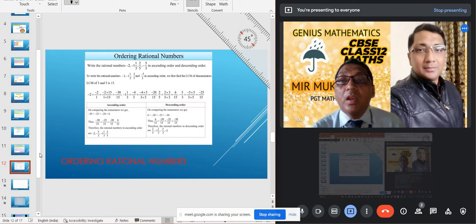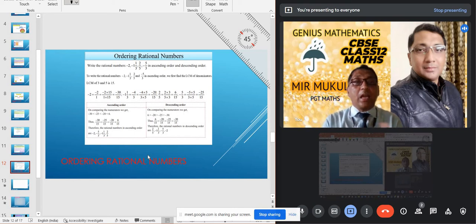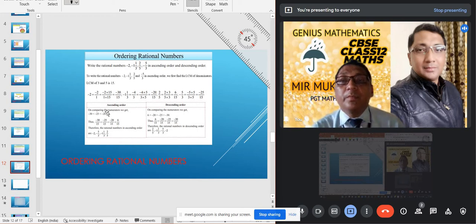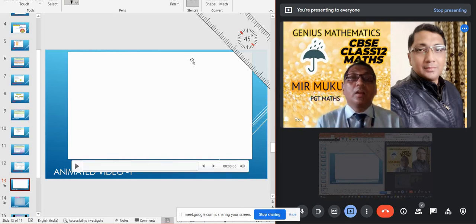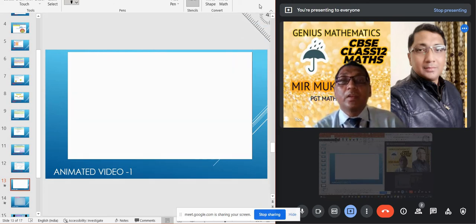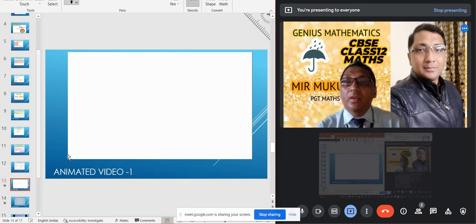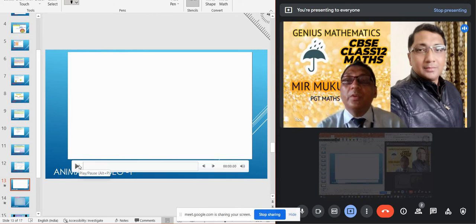Okay. Now, ordering rational numbers. Ordering means how we can write them in ascending order and descending order. First you make the denominators the same. After making the denominators the same, you can arrange the numbers either in ascending order or in descending order. Okay. Now we'll watch one video to understand more.